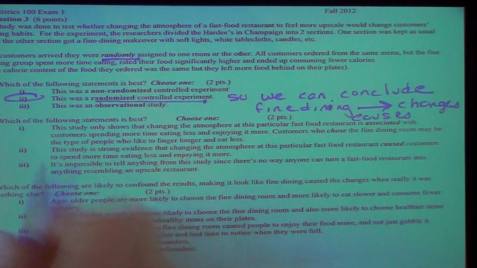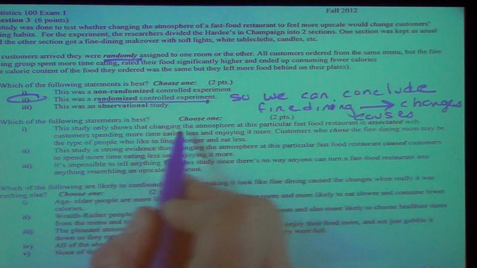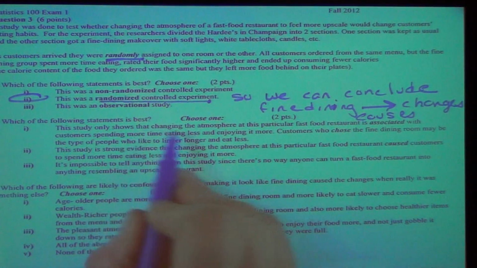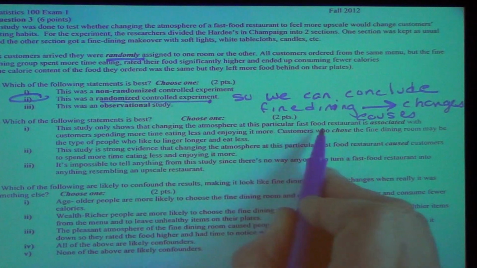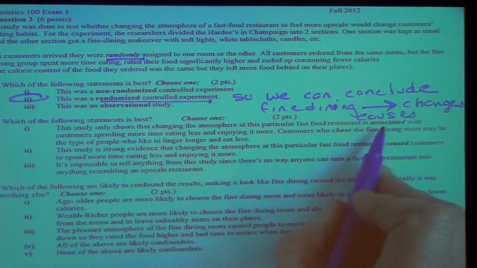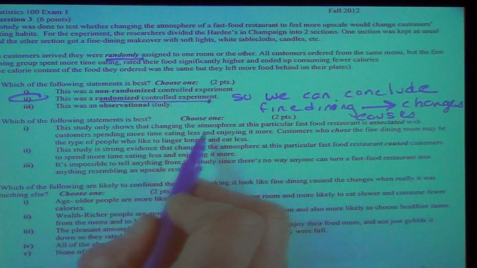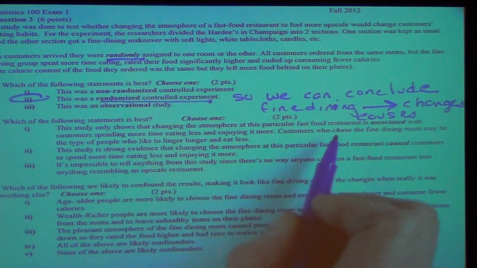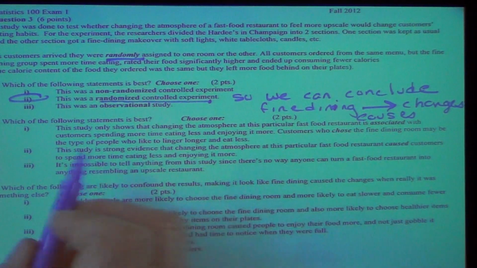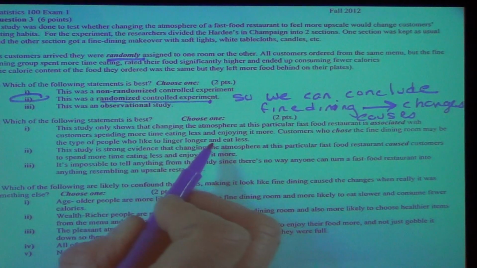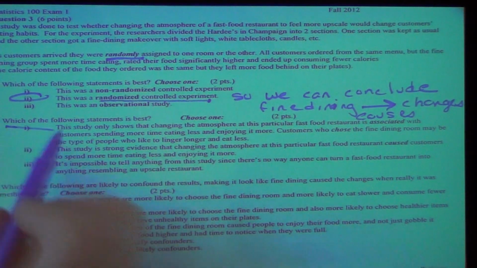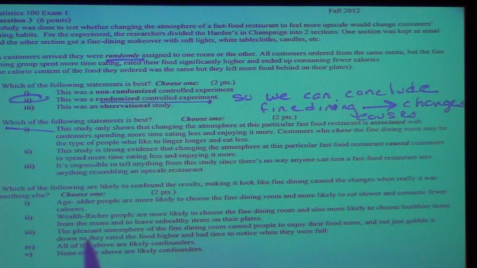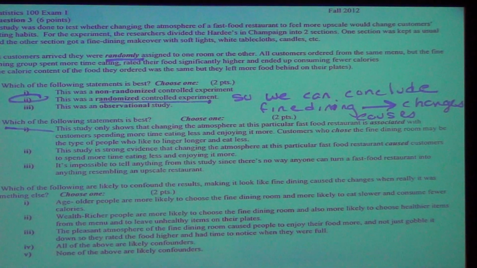All right. So which of the following statements is best? This study only shows that the atmosphere at this particular fast food restaurant is associated with customers spending more time. Customers who chose the fine dining room might be the type of people who like to linger longer. They didn't choose it. Do you see how this is wrong? Does everybody know that's wrong? Did they choose? They were randomly assigned. They didn't choose it.